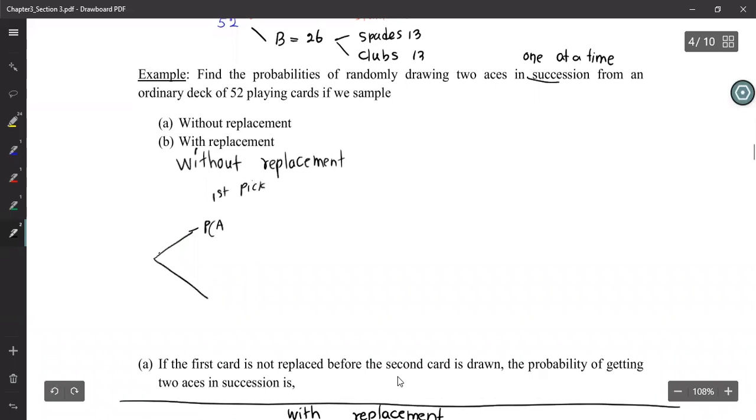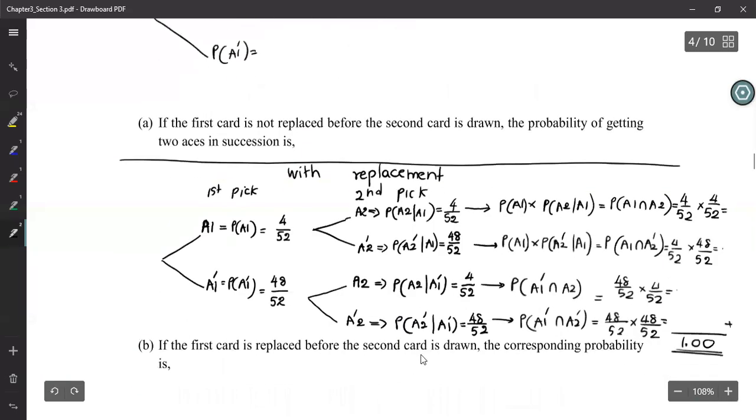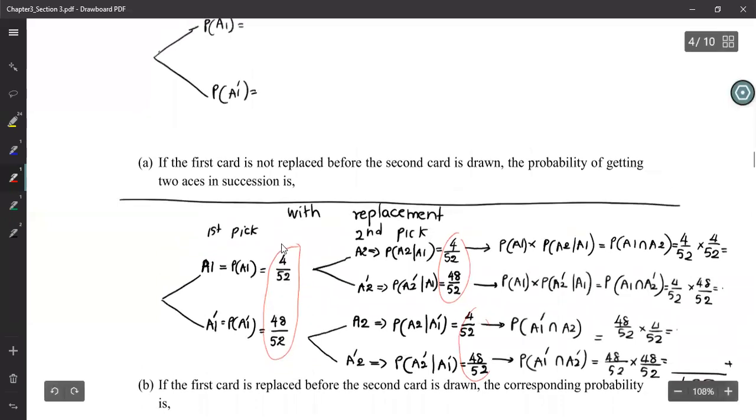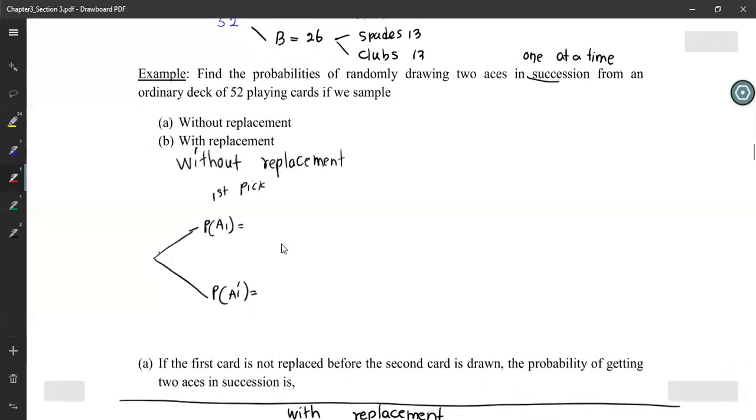Probability the first is an A. Probability the first is not A. Now another thing, if you look at these branches, if you add the probabilities in these branches, they add up to 1. See, 4 plus 48 is 52, 52 over 52 is 1. Here also it is 1. Here also it is 1. So in all these branches, you have the total probability 1. It is maintained. Okay. Right.